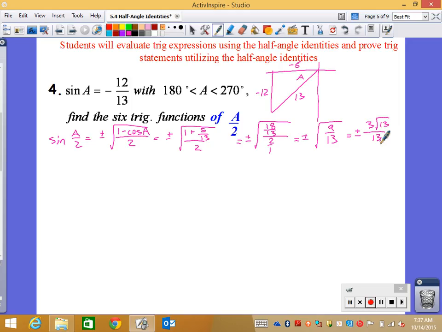Now remember, I need to figure out what quadrant I'm in using my full angle interval here. So divide each of them by 2. So I get 90 degrees less than A over 2 is less than 135, which puts me in quadrant 2. So think about sine of A. Sine of A is positive in quadrant 2. So we're only going to be dealing with a positive 3 root 13 over 13. That's my sine of A over 2. Positive 3 root 13 over 13. So let's do cosine now.